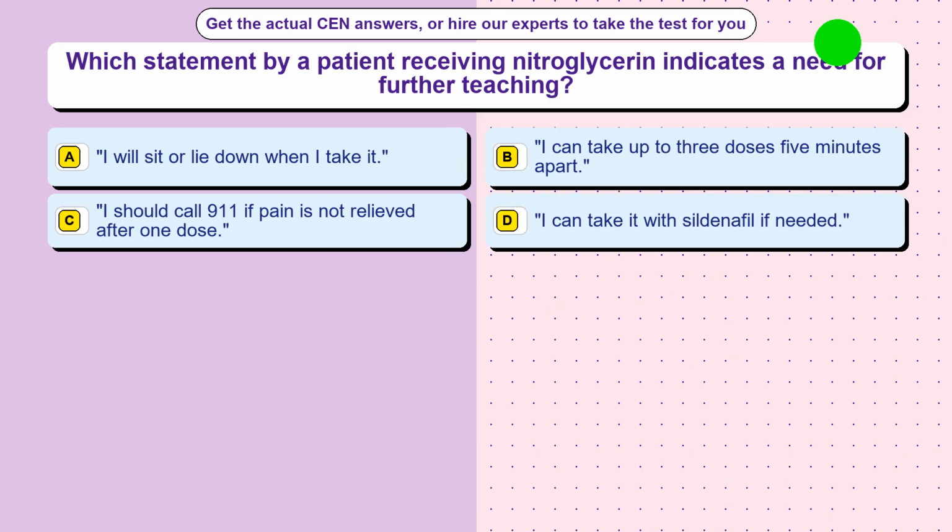Question 21. Which statement by a patient receiving nitroglycerin indicates a need for further teaching? Option A, I will sit or lie down when I take it. Option B, I can take up to 3 doses 5 minutes apart. Option C, I should call 911 if pain is not relieved after 1 dose. Option D, I can take it with sildenafil if needed.